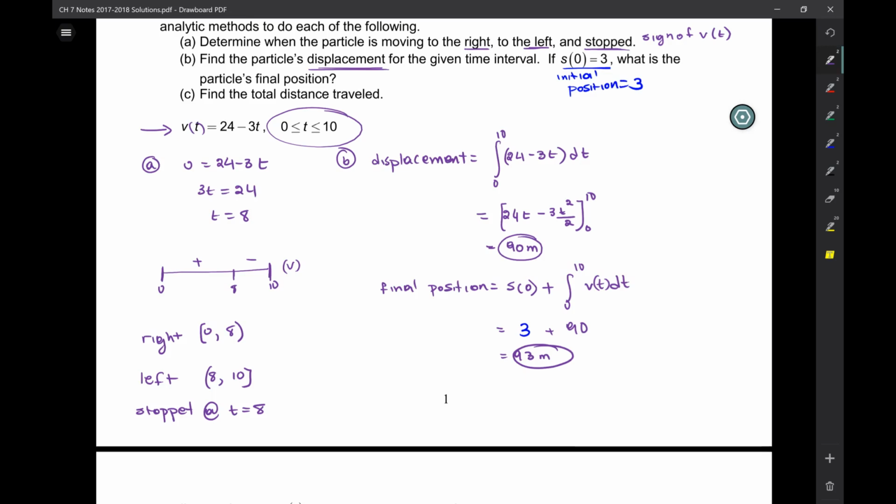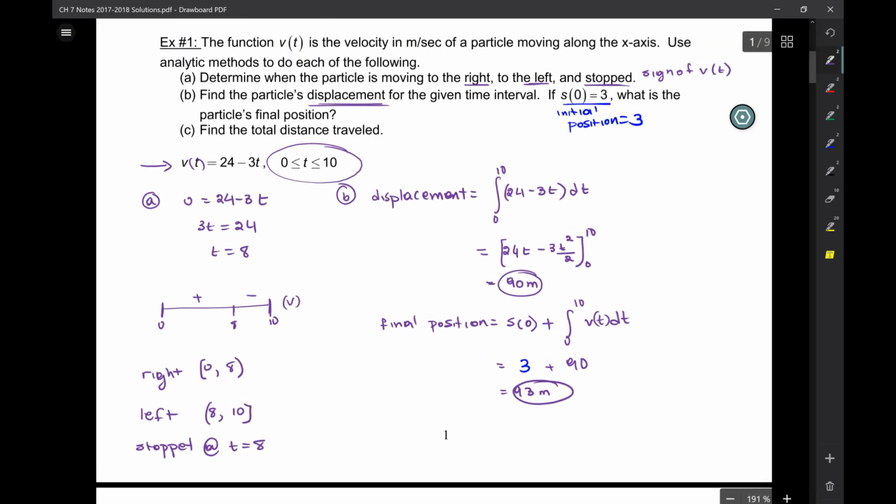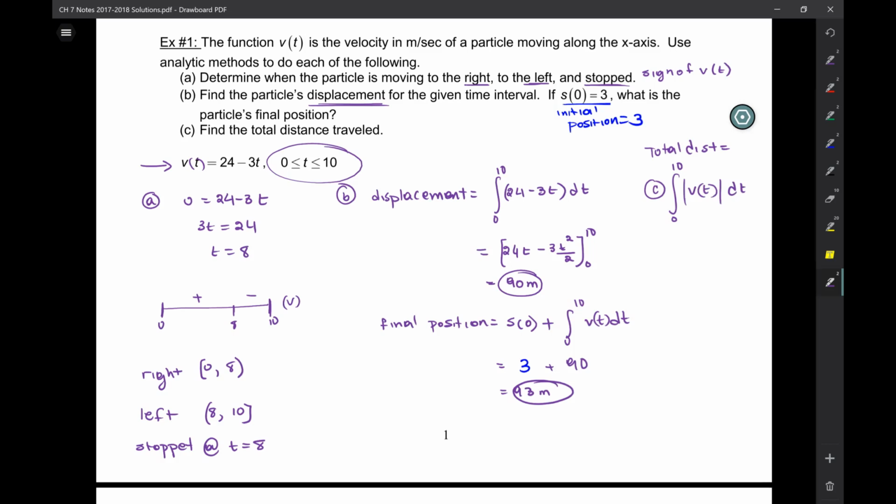C says, find the total distance traveled. The total distance traveled is, no, it's 0 to 10. What is total distance? Right, it's the integral of the absolute value of v of t dt. Now, I'm going to tell you something. Plug it in your calculator and integrate it. I'll do an example in a little bit. But we get 102 meters.